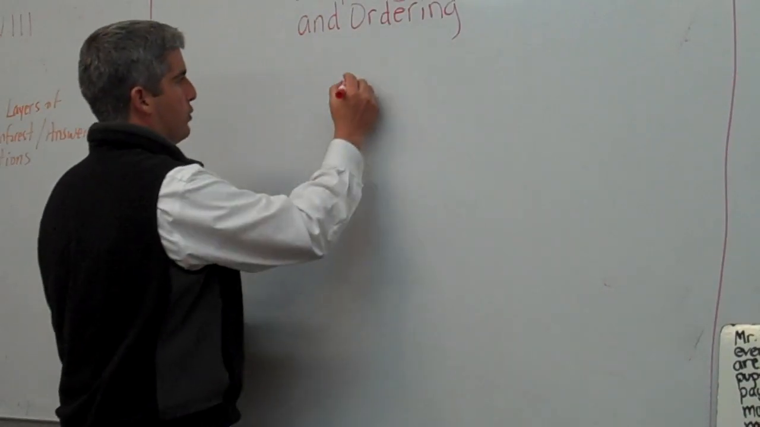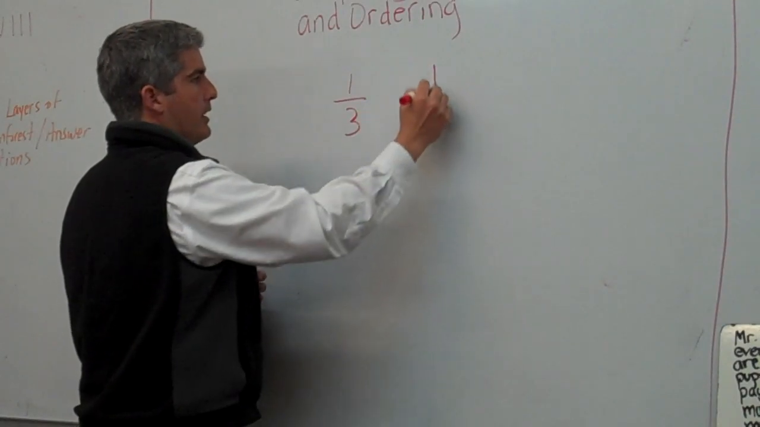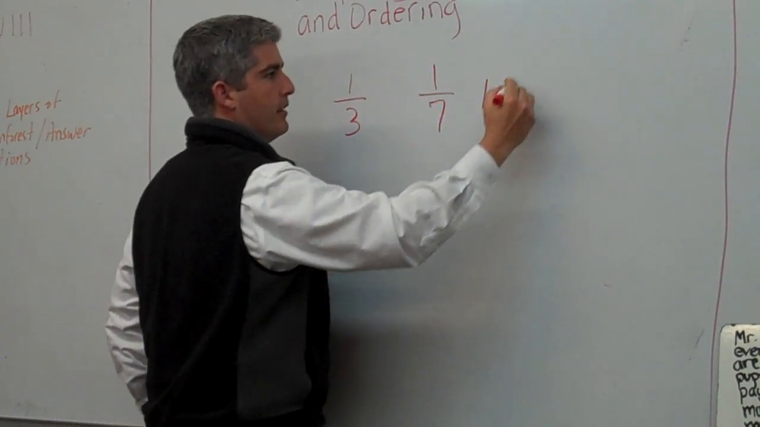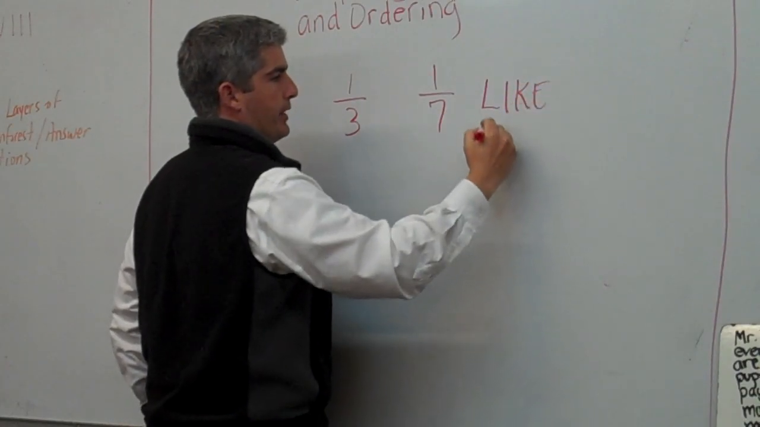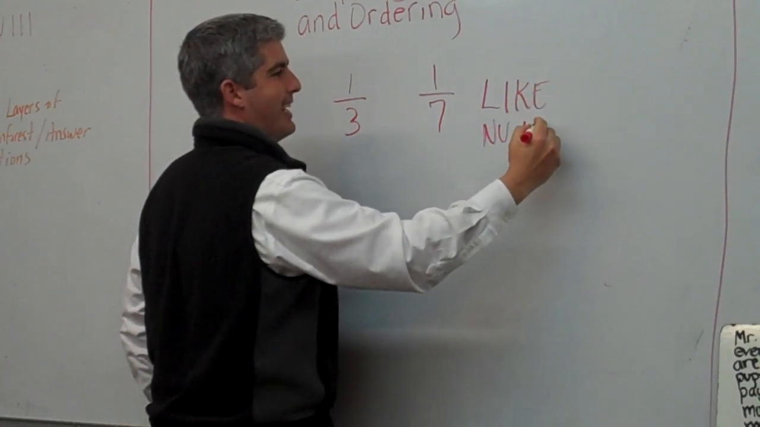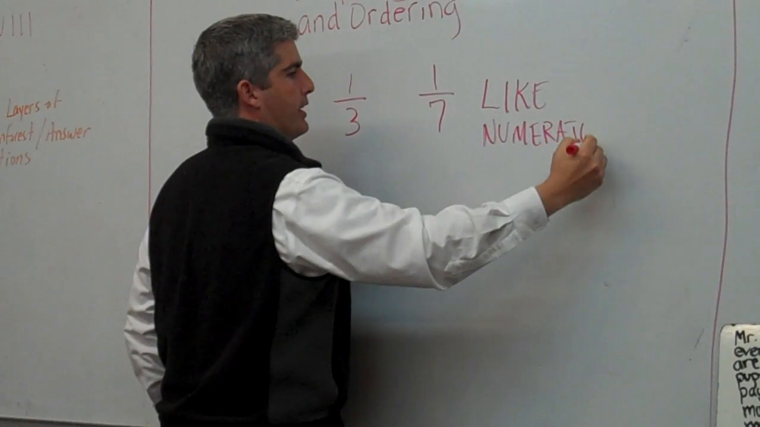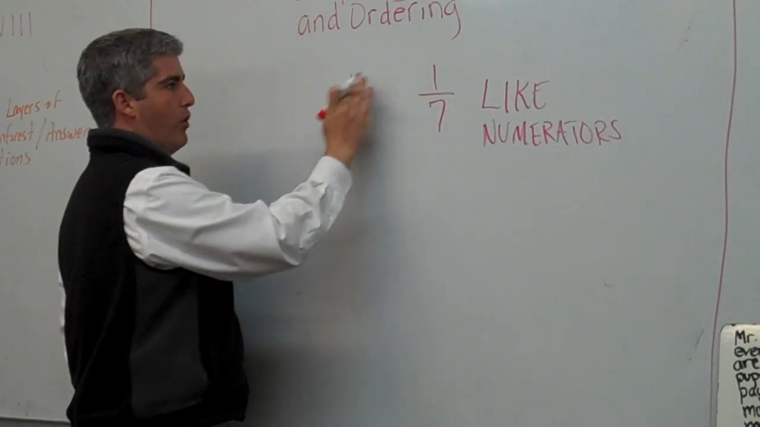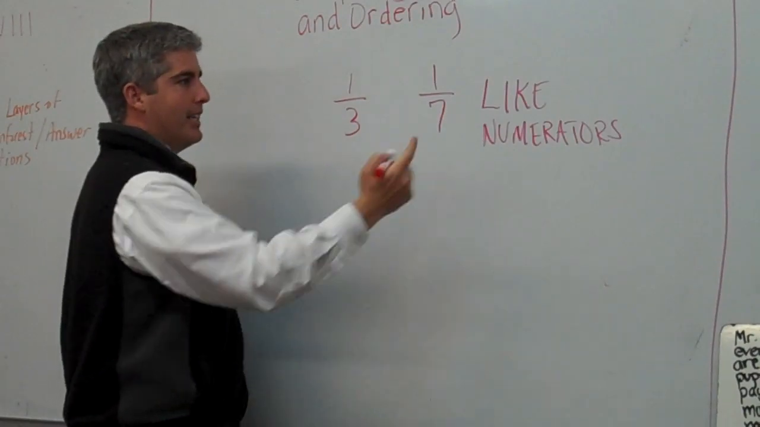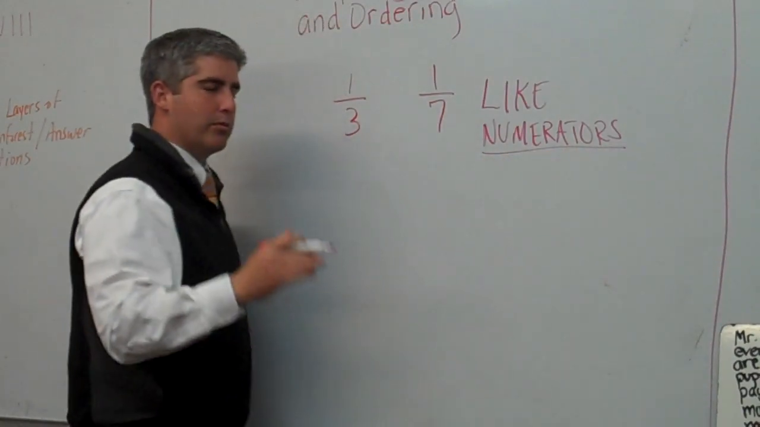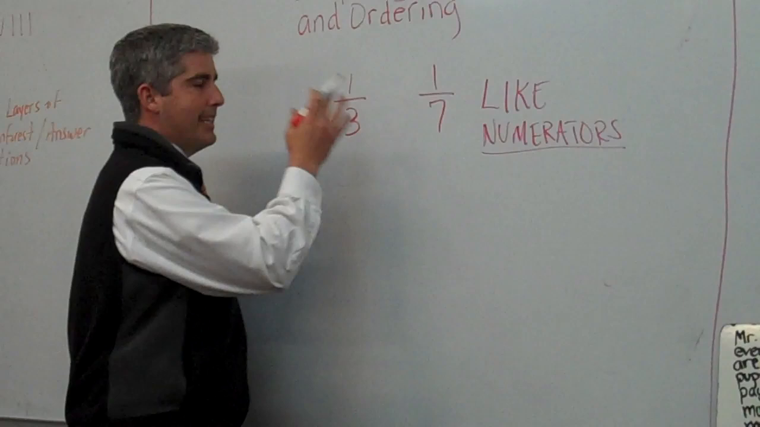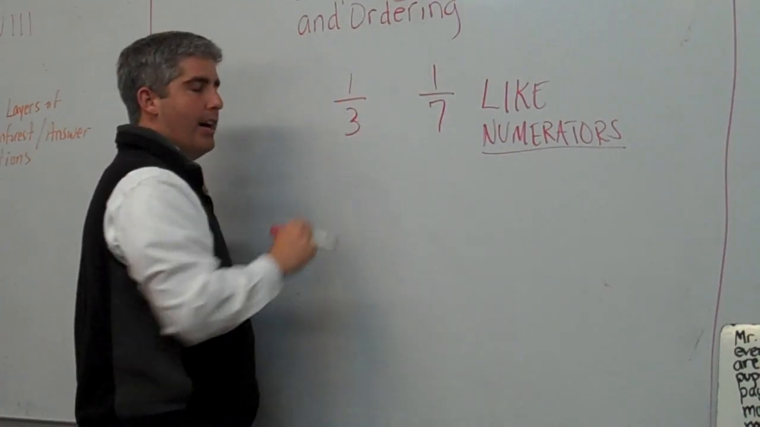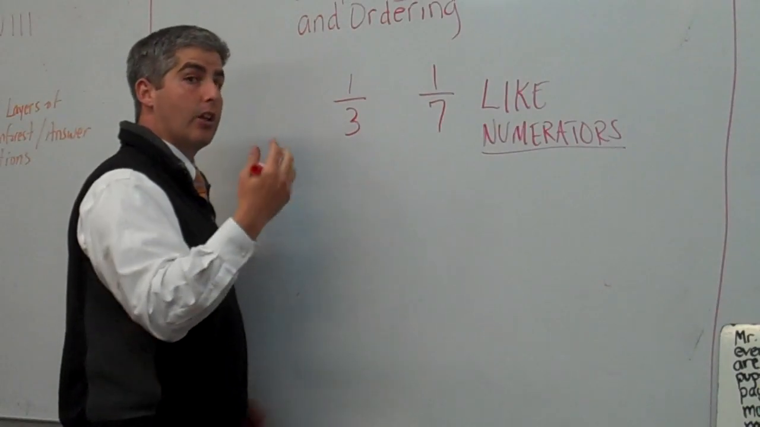The first basic rule is if you have two fractions that have like numerators, which means the numerators are the same. If you have like numerators, like in this example, both fractions have 1 as their numerator. If you have like numerators, and this is where it gets a little tricky, then the fraction with the smaller denominator is actually the larger fraction.